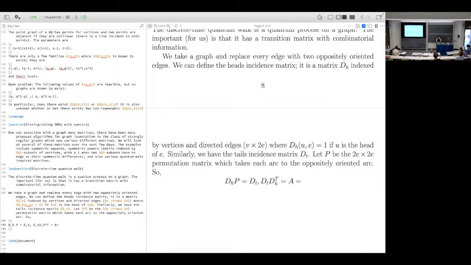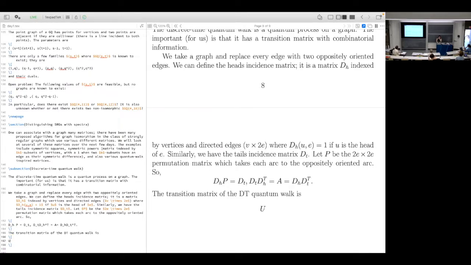Obviously it would also be okay if I put D_H, D_T, and there are some other ones. If you multiply D_H with D_H transpose, you should get an identity. D_T with D_T transpose, also the identity. So there are some very simple ways in which this is related. So the transition matrix, almost, of the discrete time quantum walk is the following.